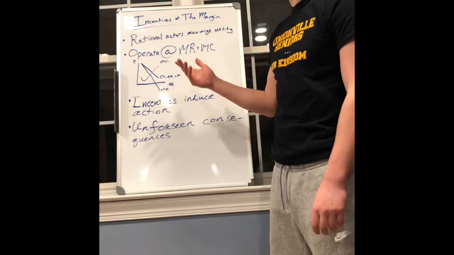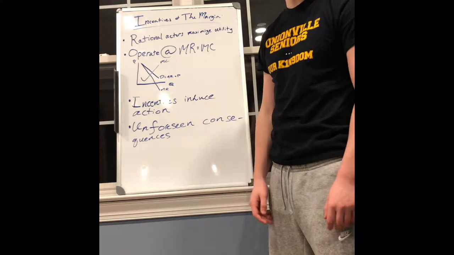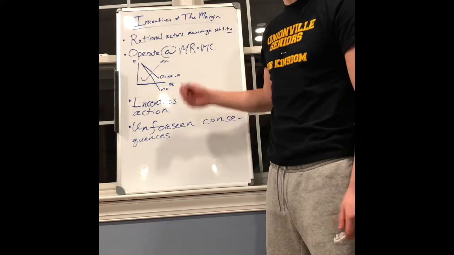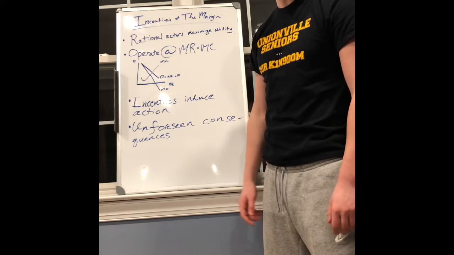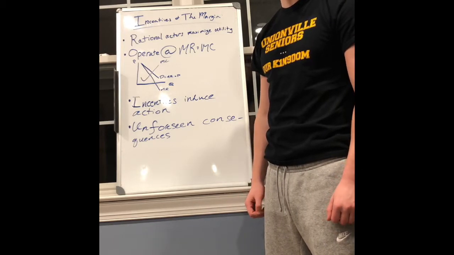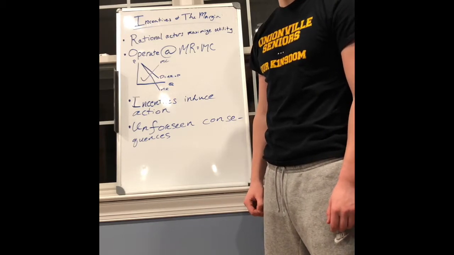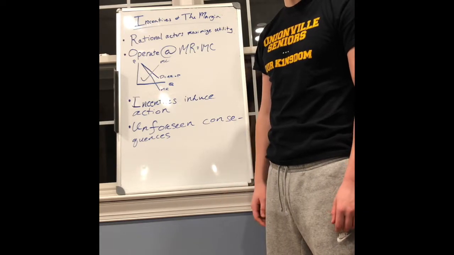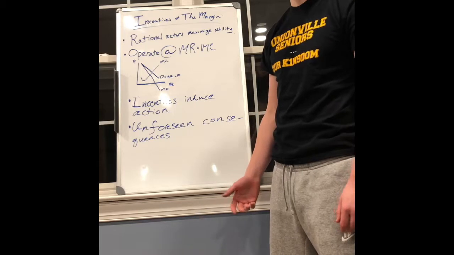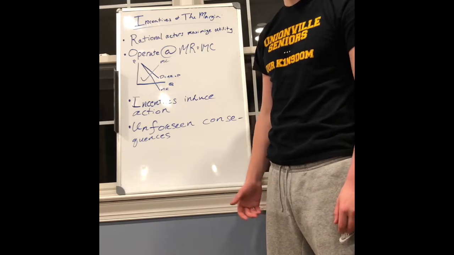I'll be focusing on incentives and marginal analysis. Rational actors operate where their marginal benefits equal or exceed their marginal costs, or where MR equals MC. Likewise, businesses operate where marginal revenue equals marginal costs. This means that a company, for example, will hire workers until the marginal benefit of doing so, that is, the increased utility of one additional unit, stops exceeding the marginal cost.